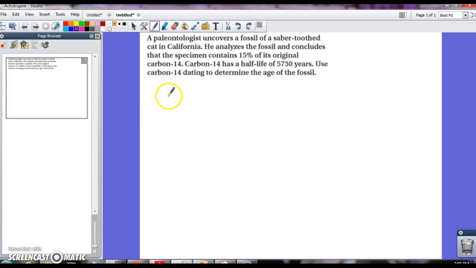That formula was N of T is equal to N sub 0 times e to the negative kt. T is time, and k is the rate of decay, or the decay constant. The rate and constant mean the same thing, but let's figure out what that decay constant is. N sub 0 is our initial amount, and N of T is our final amount.